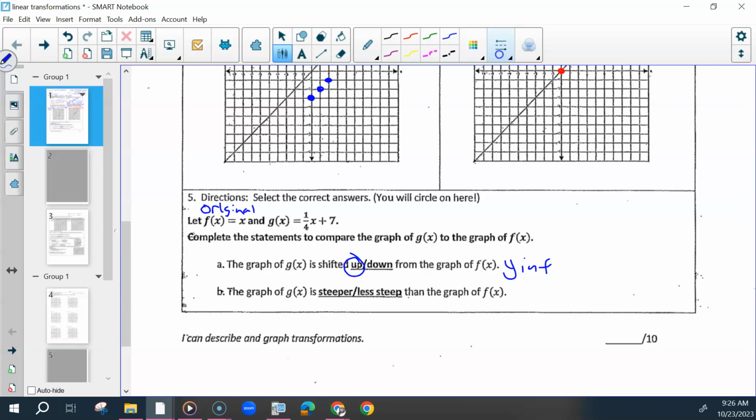And then I heard less steep. Why? Because it's less than 1. Because it's about 1/4. Basically, if it's a fraction where the numerator is smaller than the denominator, it's less steep. If it's a fraction where the numerator is greater, it's steeper. Okay. I'm going to start the next page and then leave the last page for later.